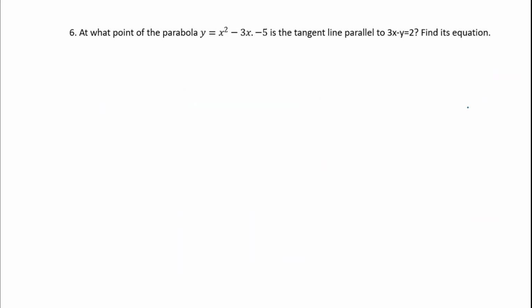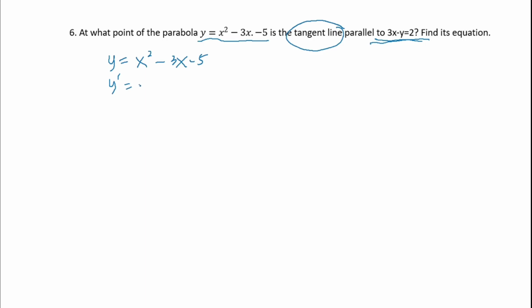So let's proceed with number 6. At what point of the parabola y is equal to x squared minus 3x minus 5 is the tangent line parallel to 3x minus y is equal to 2, and find its equation? So first thing that we're going to do is we need to find the slope of this one, and we need also to find the slope of this curve. So in order to find the tangent line which is parallel to this one, we have to get the slope first. So y is equal to x squared minus 3x minus 5.